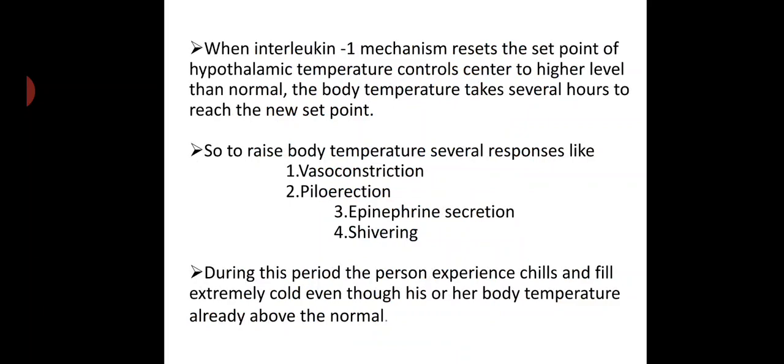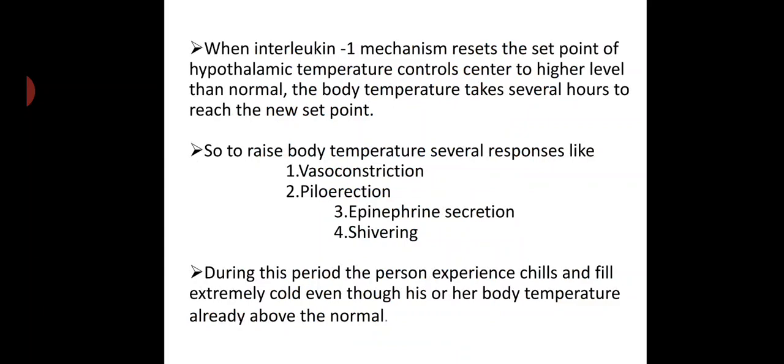Among these pyrogens, the most important is interleukin 1. Now this interleukin 1 will reset the set point of your hypothalamic temperature regulation. It will change the set point to a higher level. The normal level is 37.1. Now they will change it. It is more than 37.1.